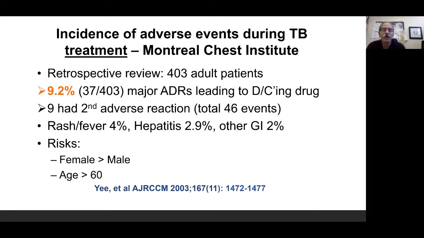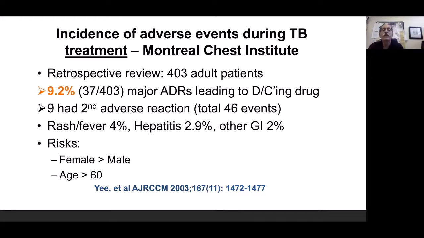And I think that's been our experience as well. The major reactions that they saw were rash and fever, hepatitis, and other GI toxicities, but a couple of trends that they noted that have pretty much been seen in a lot of other studies are that the rates were much higher in women than men and much higher as you got older.